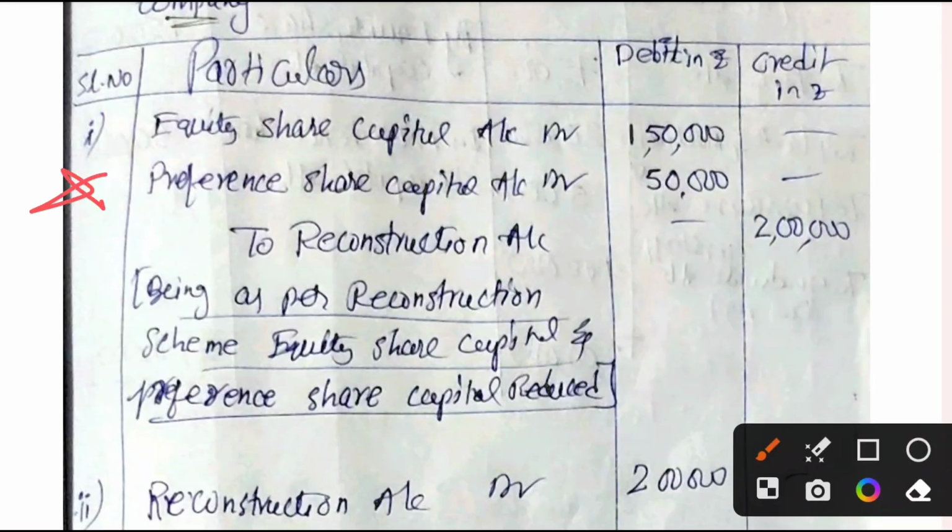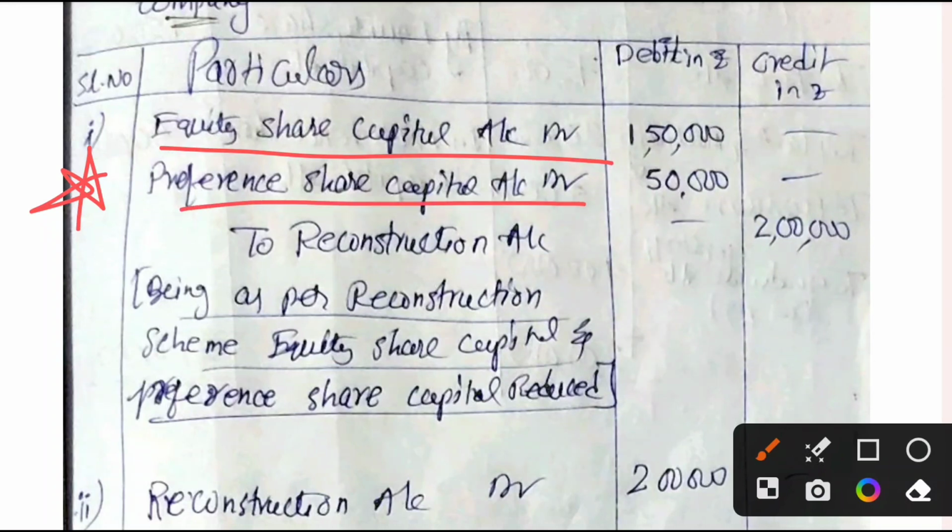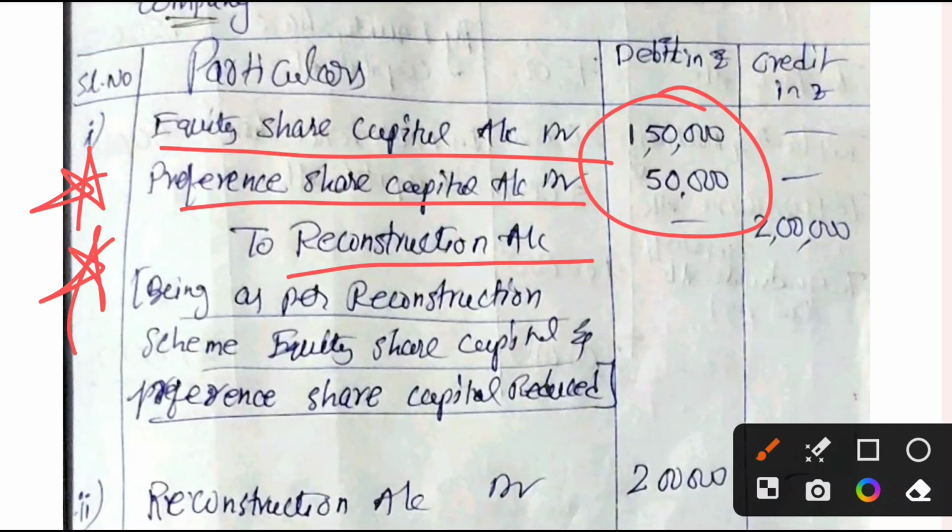And this is only the twist. Generally you will be getting equity share capital account debit old, preference share capital account debit old, to new equity share capital, to new preference share capital, to reconstruction, like that you will write. But here directly amounts have been given, so that is why we are writing like this. This is only the change in the question.